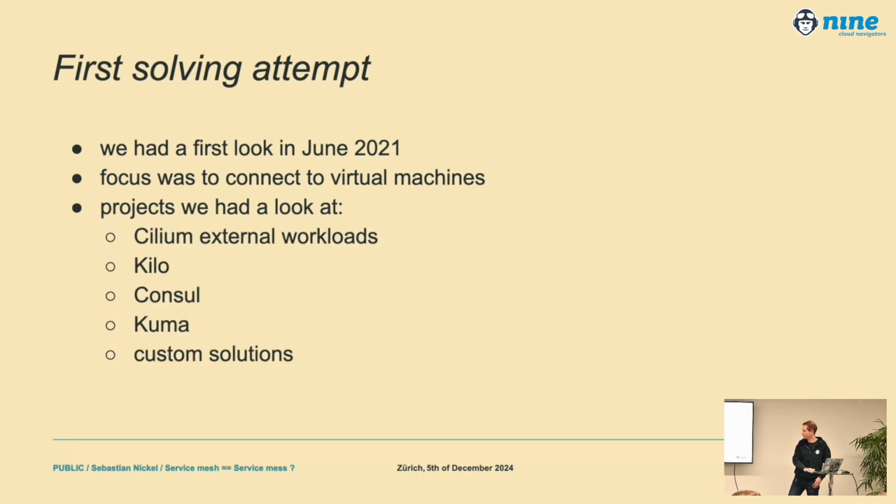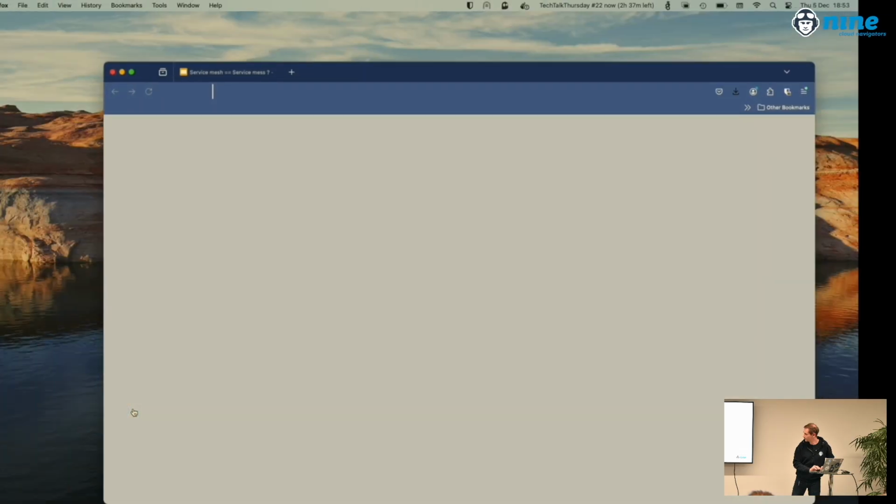The projects we had a look at: Cilium external workloads. At that time, we only looked at projects which were able to connect to VMs. We were already using Cilium as our CNI solution, not as a service mesh. We had a look at Kilo, which is a WireGuard-based solution. Consul back then, Kuma, and we also had ideas about custom solutions. And the link to the results is something I prepared here, but due to the mirroring it didn't work.